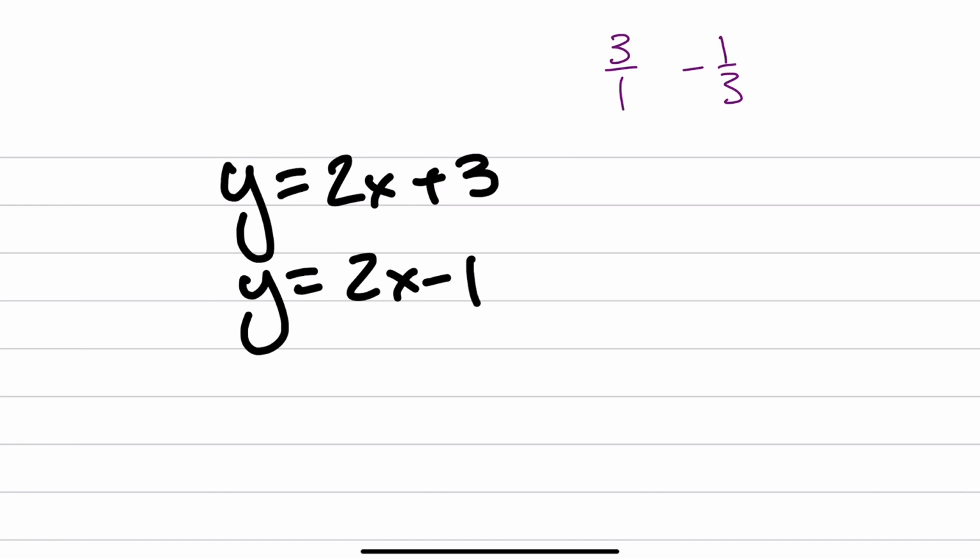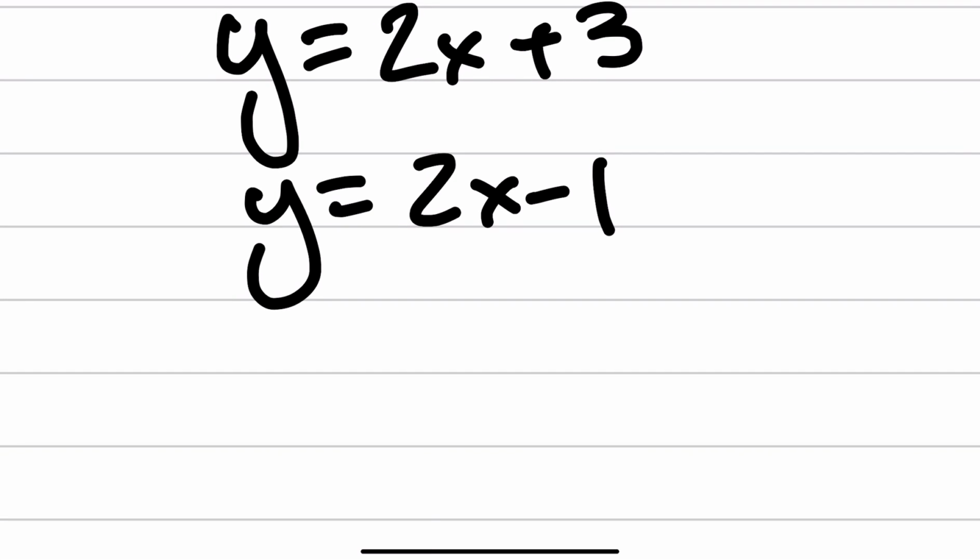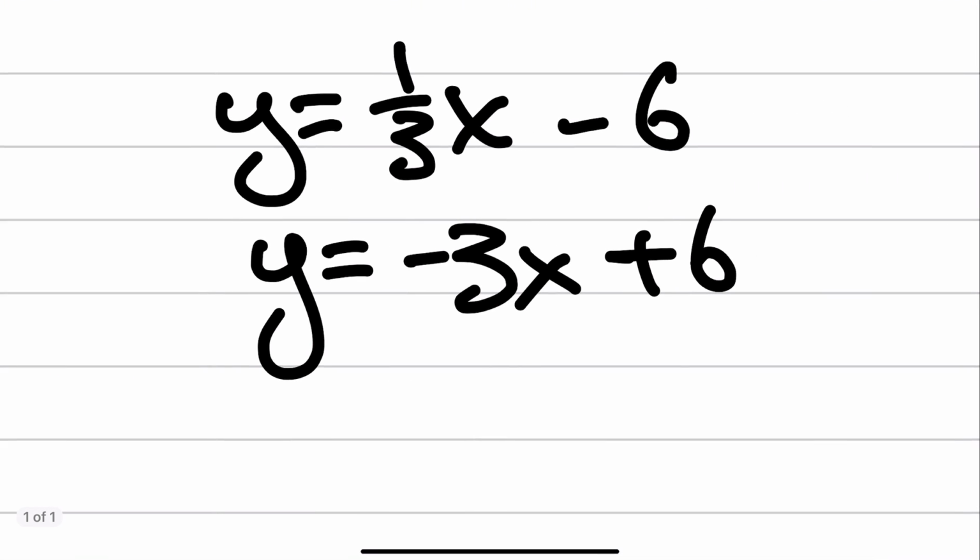Okay, so let's take a look at these. We have y equals 2x plus 3 and y equals 2x minus 1. Well, these are in slope-intercept form, and we know that the slope is going to be the first number. Both of those are the same, so that's going to mean that these are parallel lines.